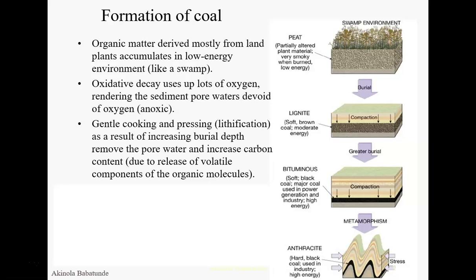Lower grade coal tends to contain minerals such as pyrite, which are formed under reducing conditions or low oxygen conditions. So as you can see we have the lignite, we have the anthracite. The lignite is a low grade coal, while the anthracite is a high grade coal. The anthracite is hard black coal. It is used in industry and it has high energy. It requires a lot of cooking, while the lignite is soft. It is brown coal and it has moderate energy. It requires just little cooking to be formed.